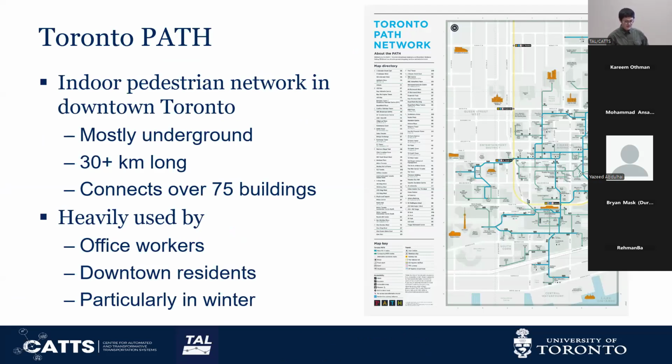So the Toronto path is an indoor pedestrian walkway network in downtown Toronto. It is mostly underground. It is very extensive at about 30 plus kilometers long, and it connects many important office buildings in downtown Toronto. So this is heavily used by commuters who work in the downtown area, by the residents in the area, and because of its indoor nature, it is heavily used in the winter.